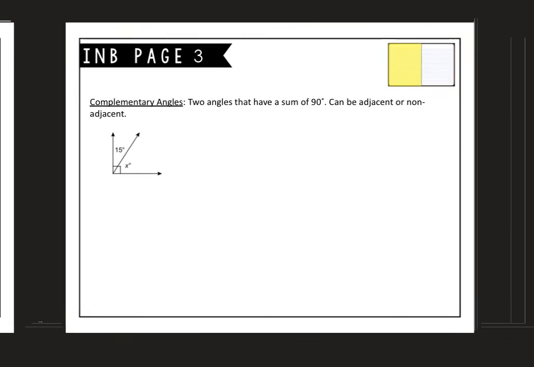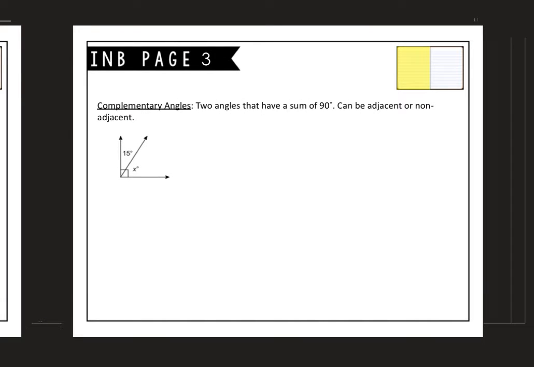All right, the next angle pair we're going to talk about are complementary angles. Complementary angles are two angles that have a sum of 90 degrees. These can either be adjacent or non-adjacent. So they could be next to or attached, or they can be completely separate. The way that you can remember these is complementary angles form a corner.